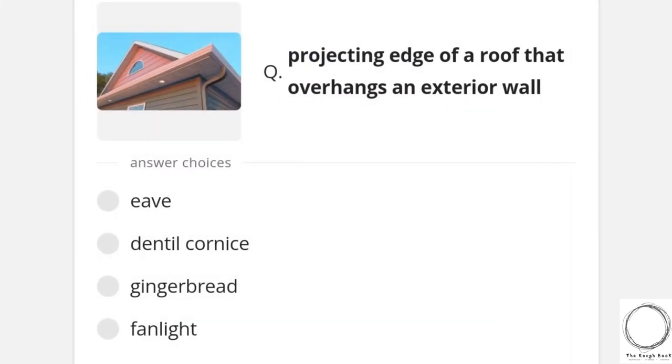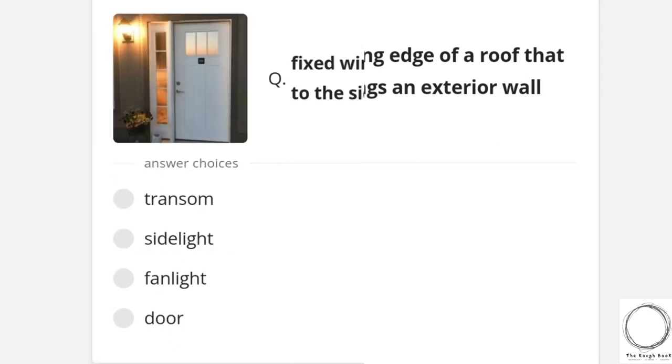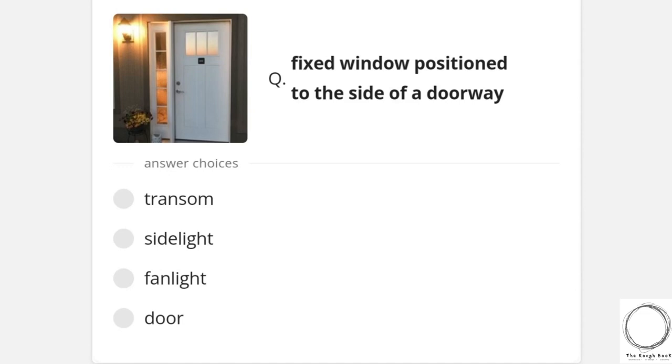Next, projecting edge of a roof that overhangs an exterior wall, and the options are a dental cornice, gingerbread, and fan light, and the right answer is eave. Next, fixed window positioned to the side of a doorway, and the options are transom, side light, fan light, door. And these are all very similar type of questions with different options, and the answer is side light.